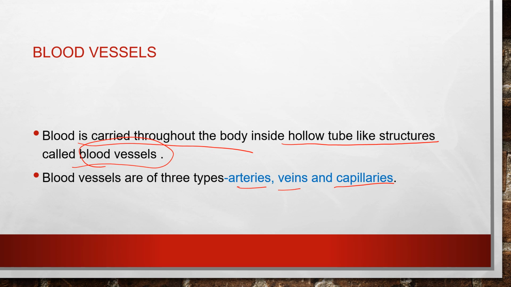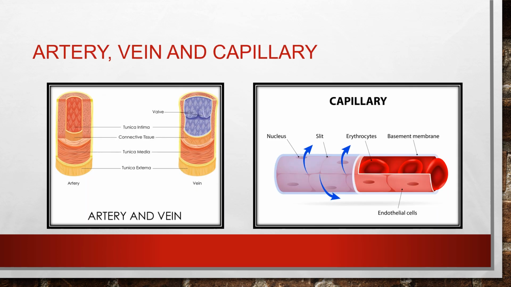So let us see what those are. Here I have taken the diagram of an artery, vein and capillary. Let us see what arteries are. First, you can see these are thick walled. The wall of the artery is much thicker, and they carry blood away from the heart to different parts of the body. So the function of the artery is carrying blood from the heart to different parts of the body.